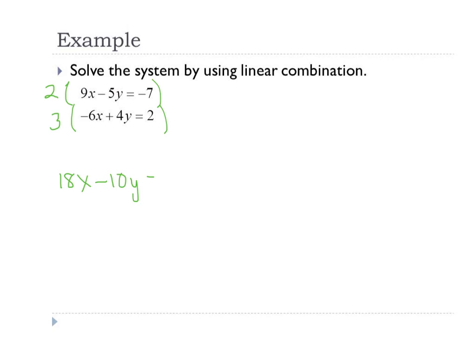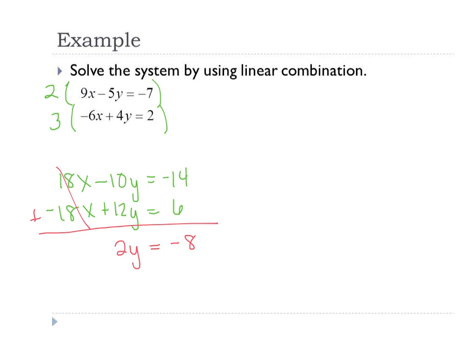18x minus 10y equals -14. -18x plus 12y equals 6. We're then going to add them together because our opposites will cancel. 2y equals -8. Divided by 2, y equals -4. Plug that back into one of them. We'll do the bottom one.